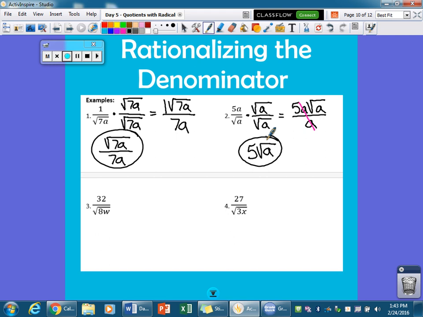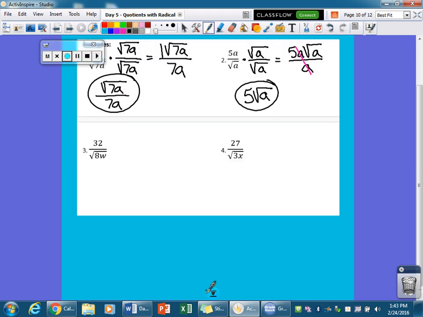All right, let's do these next ones. Okay, 32 over the square root of 8w. Multiply by the square root of 8w on both sides. My numerator becomes 32 square root of 8w. My denominator becomes just 8w. Now I can't do anything with that radical. There's no more radicals. But look at this, 32 over 8w.